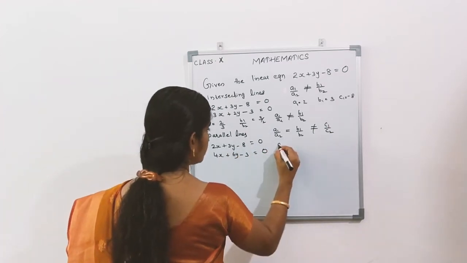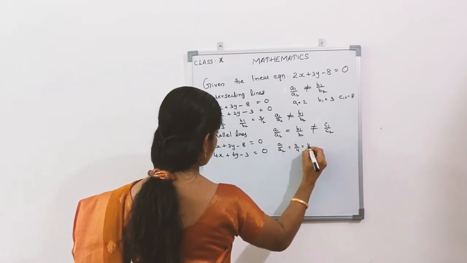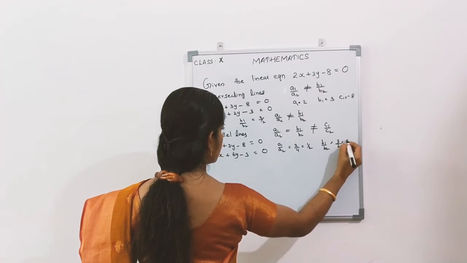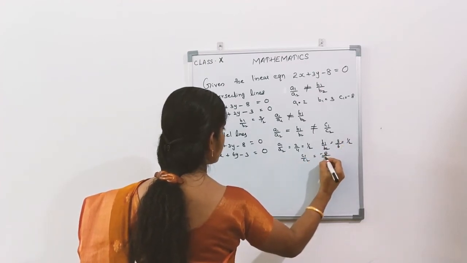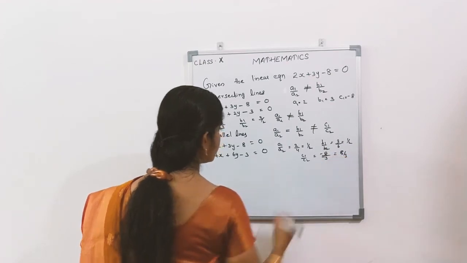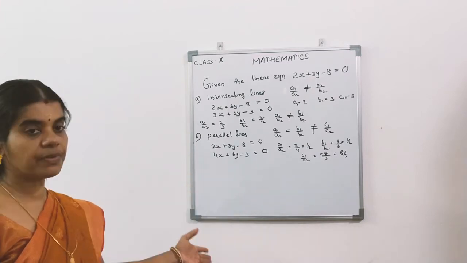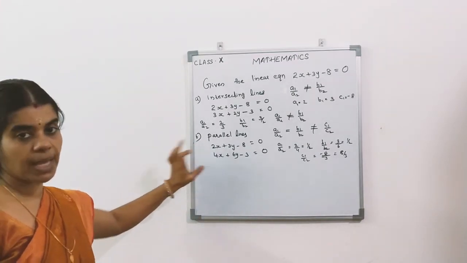Then what is a1 by a2? a1 by a2 equal to 2 by 4, that's equal to 1 by 2. b1 by b2 you got 3 by 6, that also is 1 by 2. c1 by c2 is equal to minus 8 by minus 3, that's equal to 8 by 3. Therefore a1 by a2 equal to b1 by b2 not equal to c1 by c2. Therefore the graphs of these two linear equations will be parallel lines.